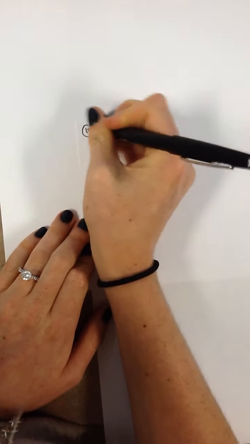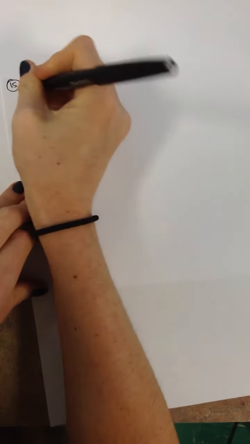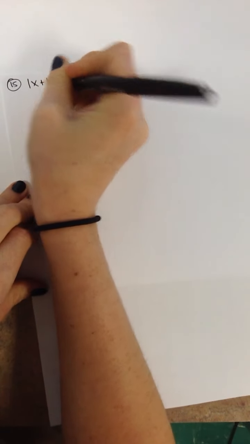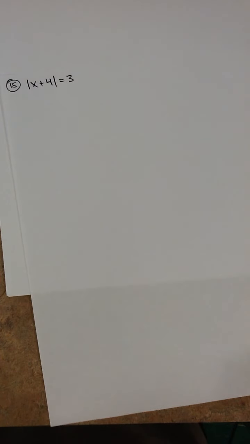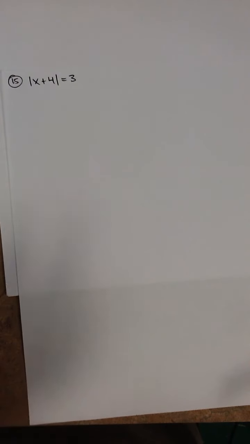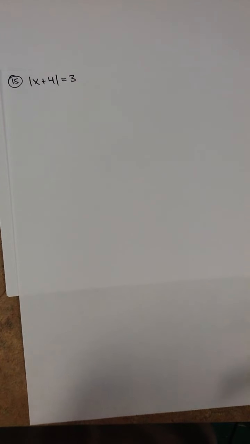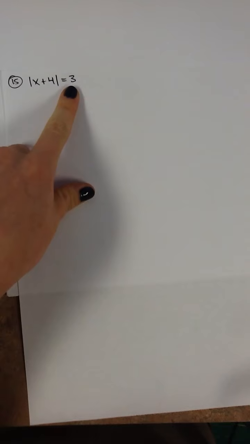That's number 15. Solve each equation. Okay, so here's our first one. This is an absolute value equation. So this one, the absolute value equations, a lot of time people will just forget that the absolute value stuff is even there. We need the absolute value stuff. It tells us that we have one positive answer and one negative answer. So the x plus 4, that's the distance from 0. This is saying that x plus 4 is 3 units away from 0.